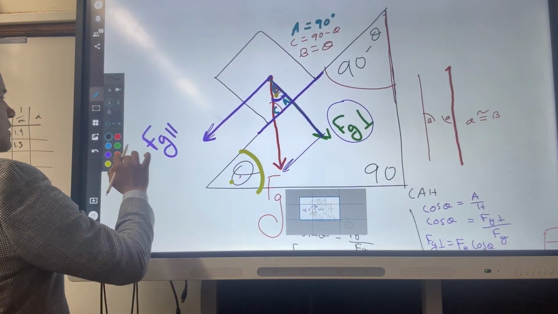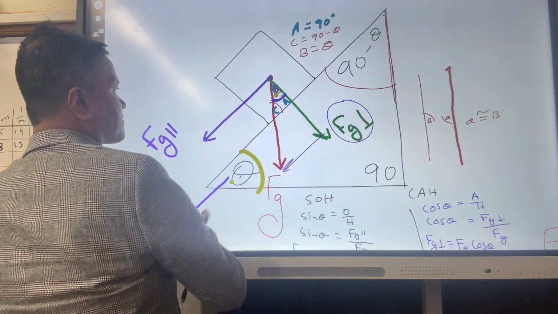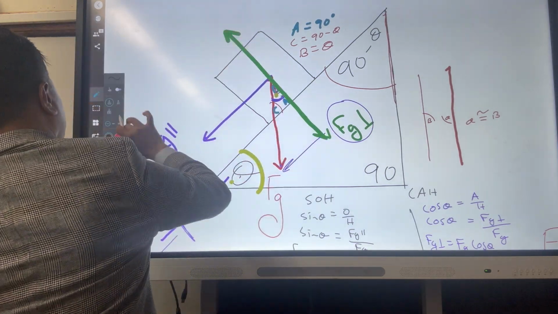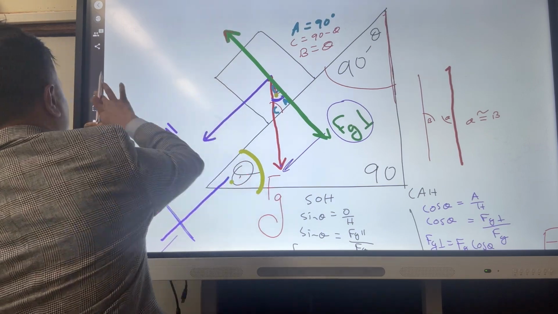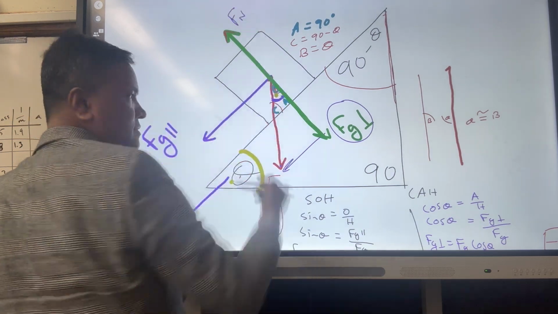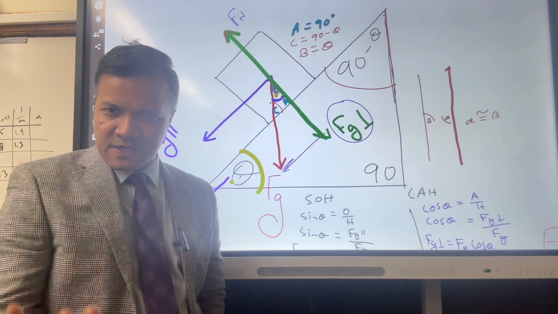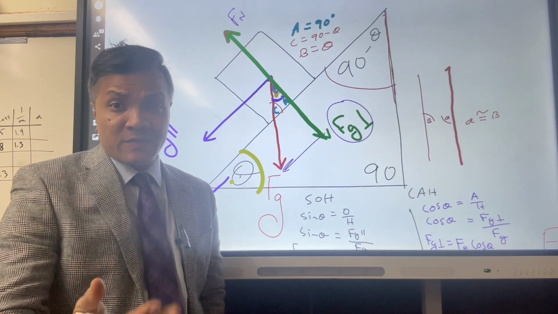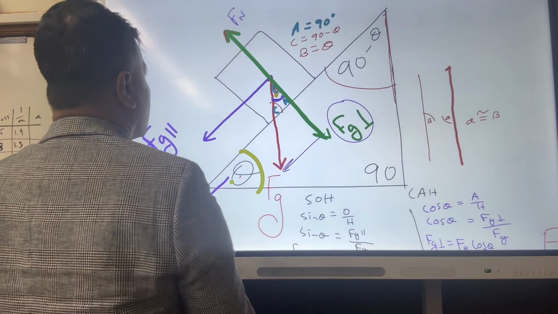We're going to make this one longer. If we do make this one longer, what are you going to call this? You're going to call this normal force. Why? Because normal force is always 90 degrees with respect to the object. In this case, the object is the 10 kilogram mass. So the normal force is 90 degrees with respect to this 10 kilogram mass. Okay, we discovered the normal force.